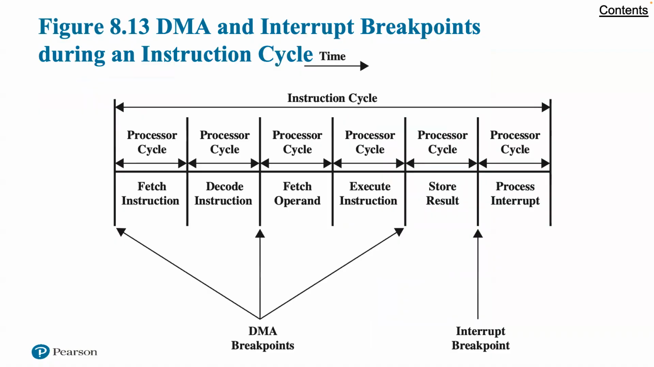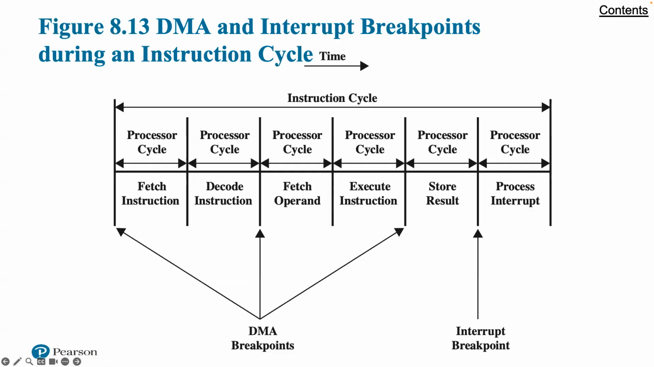So here we're showing the DMA and interrupt breakpoints during an instruction cycle. It shows where in the instruction cycle the processor may be suspended. In each case, the processor is suspended just before it needs to use the bus. The DMA module then transfers one word and returns control to the processor. Note that this is not an interrupt.